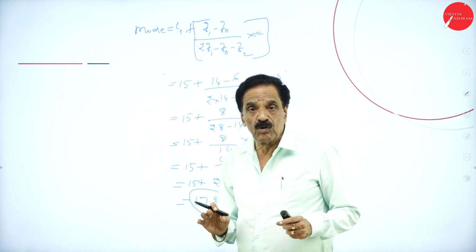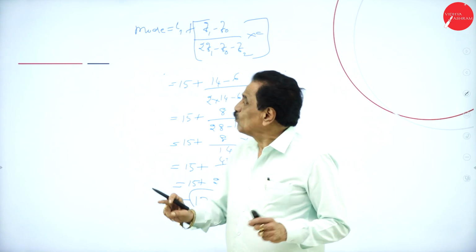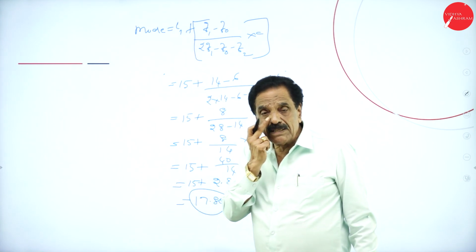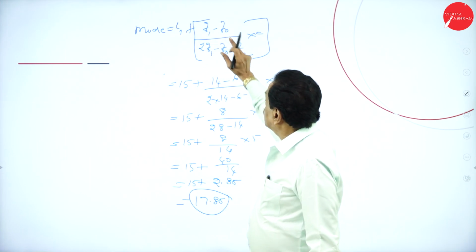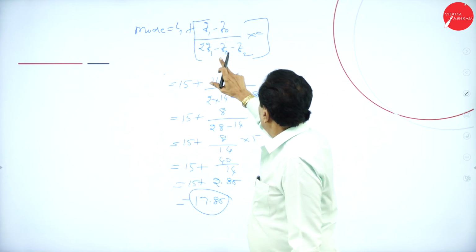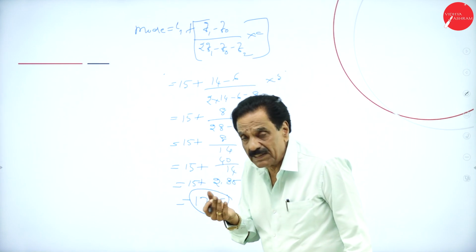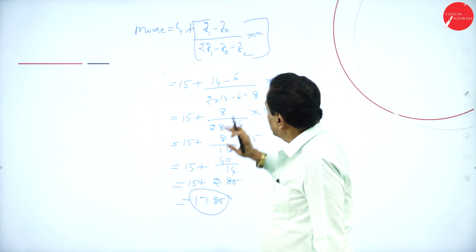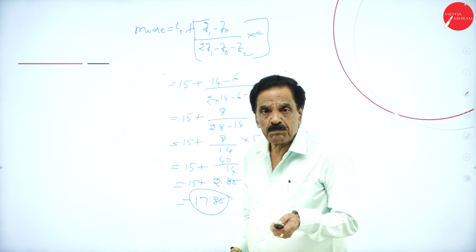I think you have followed. Shall I go slowly? What is your L1? Lower limit. F1 is the highest frequency. F0 is the behind frequency. F2 is the forward frequency. C is equal to class interval. So we'll go to the next problem.